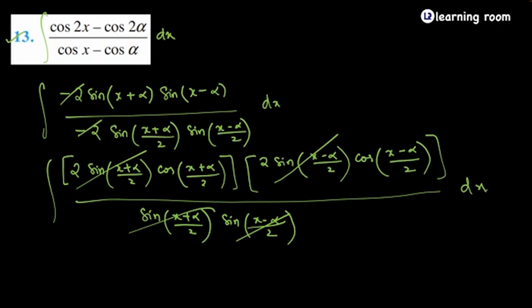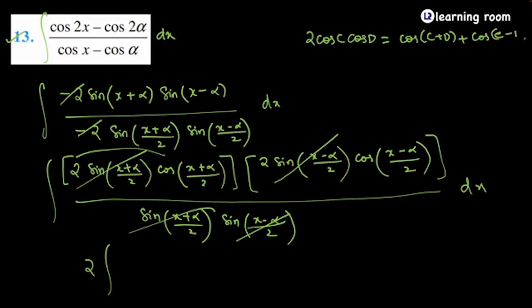What I will do is I have 2 cos of (x plus alpha)/2 cos of (x minus alpha)/2. There is an additional 2 that is there. So I'll take one of the 2's outside and I will write it as 2 times integral of, now concentrate. What is 2 cos (x plus alpha)/2 into cos (x minus alpha)/2? What is 2 times cos c into cos d equal to? So cos into cos comes, it is cos of c plus d plus cos of c minus d.